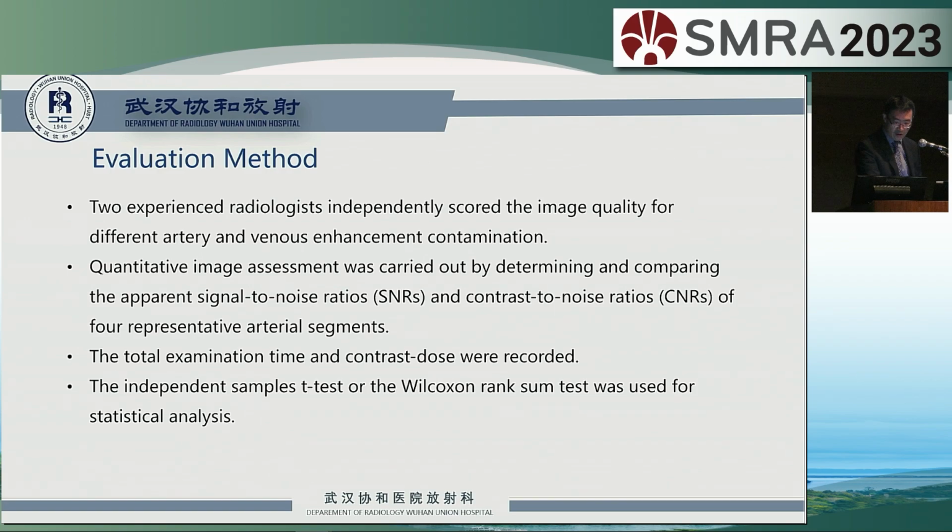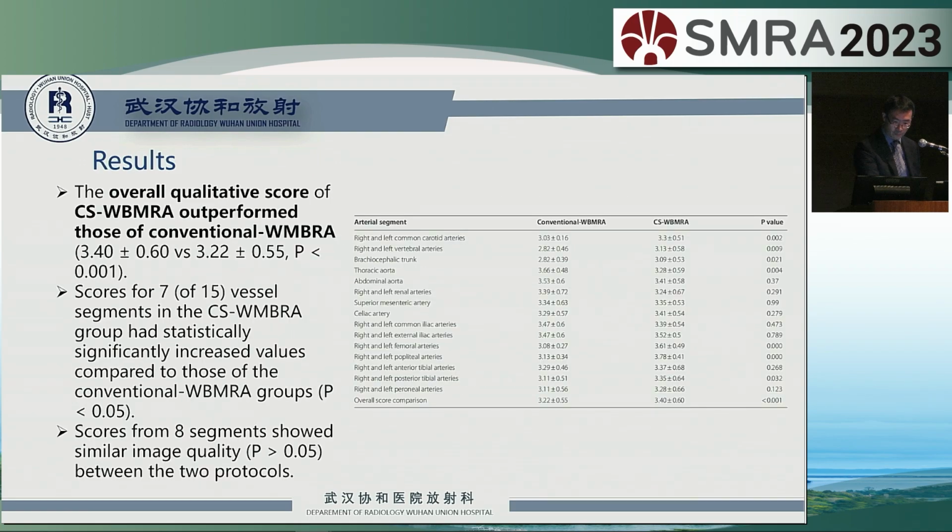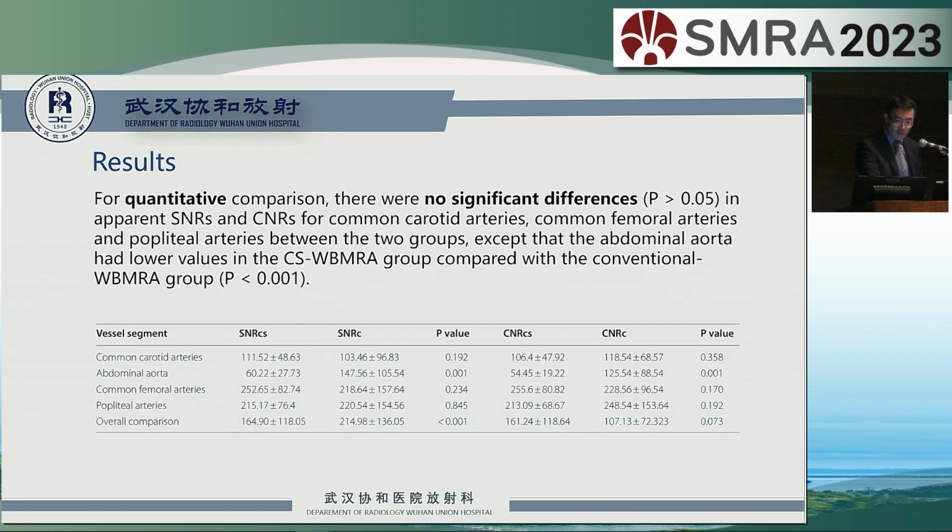And to evaluate, they have done both qualitative and quantitative methods. So for the qualitative methods, the results show that the overall score of the compressed sensing based whole body MRI outperformed the standard whole body MRI. And also for the quantitative study, there's no significant difference between these 2 methods.